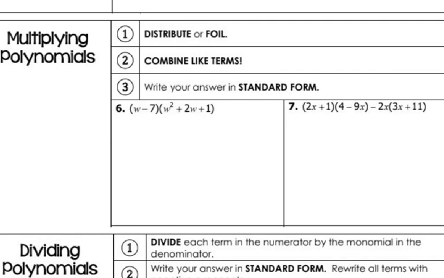So in example number 6, we have a binomial multiplied by a trinomial. So we're going to distribute. And distributing means we multiply each term by every term. So start with the first term in the first polynomial, so w, and w must be multiplied by all the terms in the second polynomial. So w times w squared, remember we add exponents. W times 2w will give me 2w squared, w times 1 is just w.